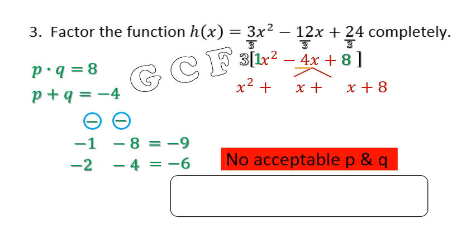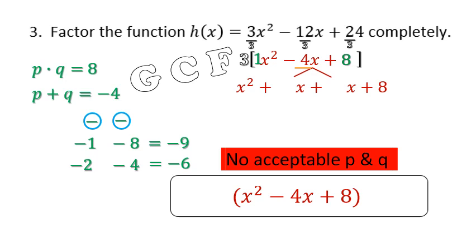So what does that mean? Well, that means there's no acceptable P and Q. Nothing is going to work. I can't split my middle term. Which means that x squared minus 4x plus 8 is just going to be my answer. If you can't find an acceptable P and Q, then it's not going to factor.